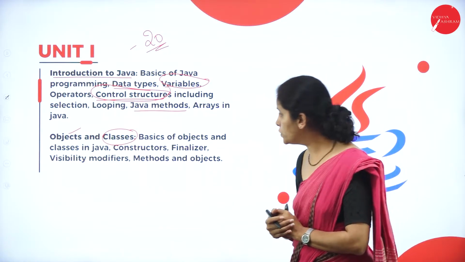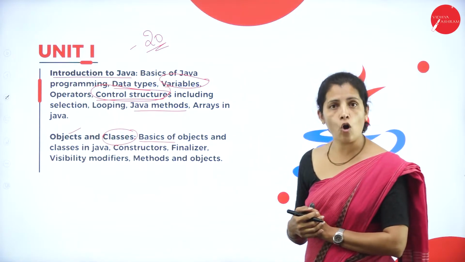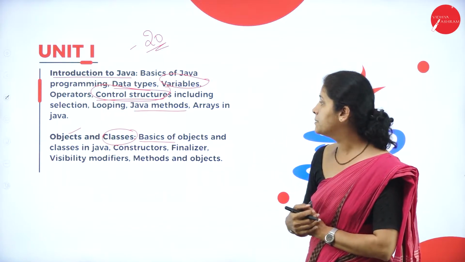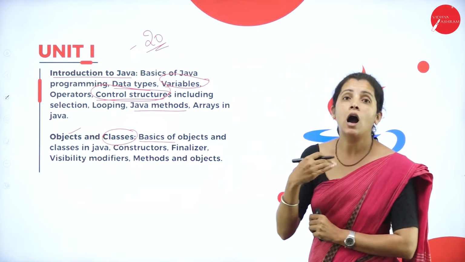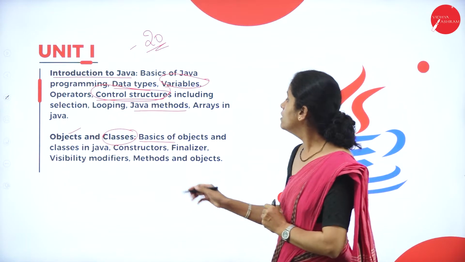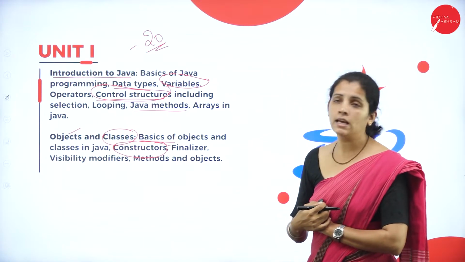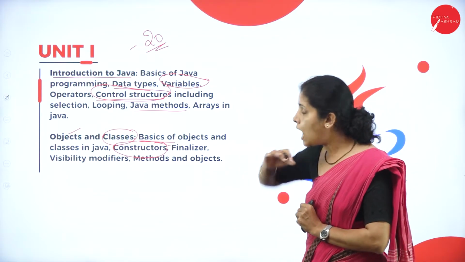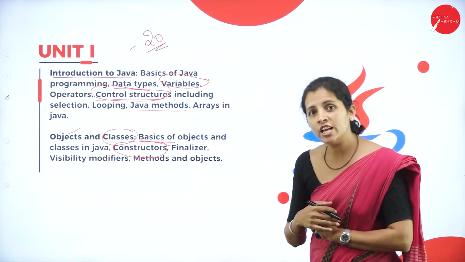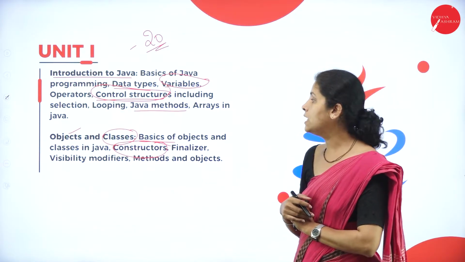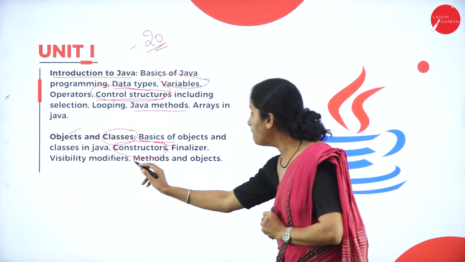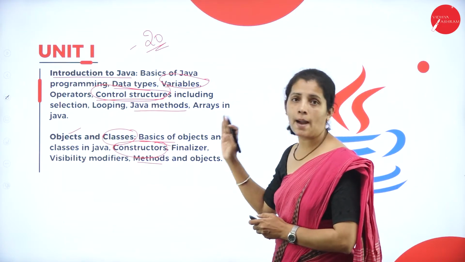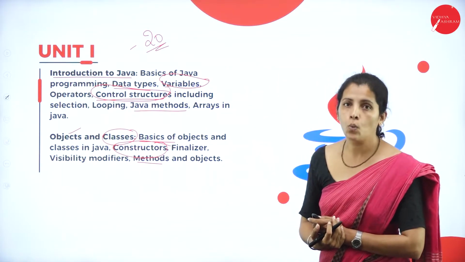So, here we are going to study the basics of objects, how to create objects, how to use the objects, how to create a class, how to create a constructor, what is the use of a finalizer, then what are visibility modifiers, and how we can change the visibility. Along with that, we are going to deal with methods as well as objects. So, these are the 2 chapters that come under unit 1.